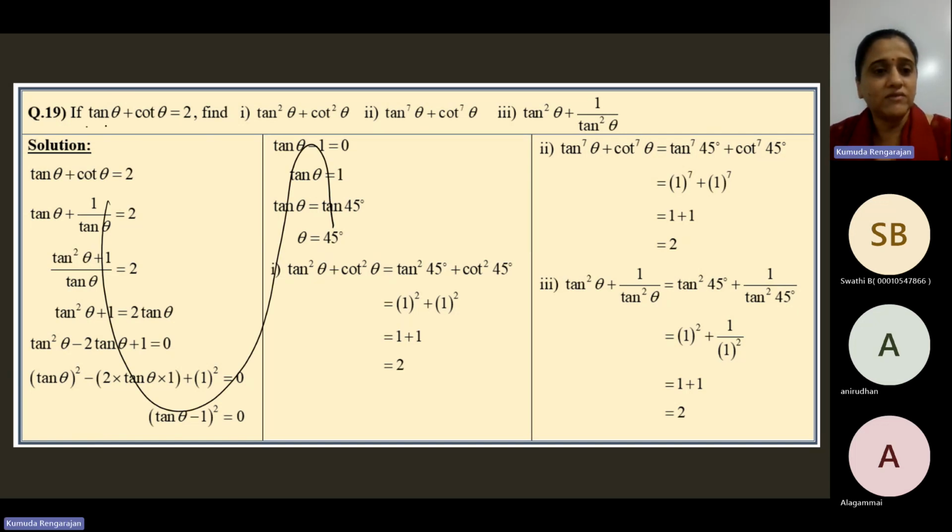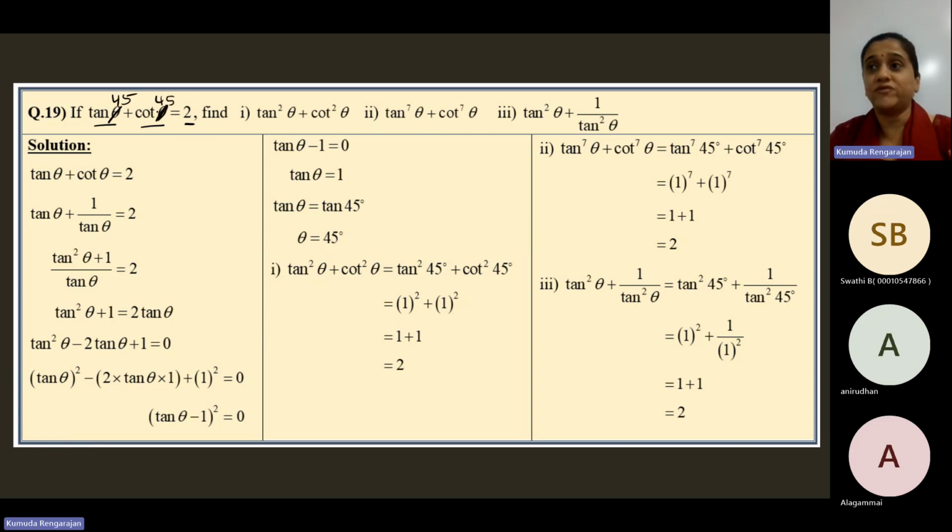Supposing it's an MCQ, given this, they ask you to find the value of this one. So you don't have to work all these steps. You can just guess. If tan theta plus cot theta is 2, then theta is 45 degrees. Because what is tan 45? 1. Theta is 45 degrees.